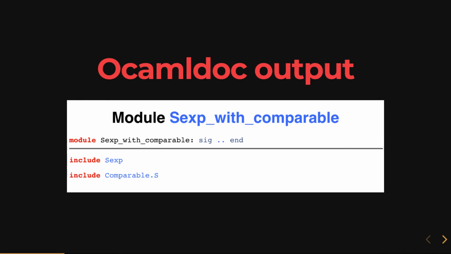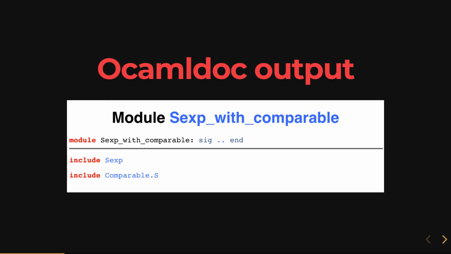So what can we see from this? The clickable links, Sexp and Comparable.S, that take us to the definitions are great. We certainly want to keep this sort of functionality. But not much else is great on this page. It doesn't really pass our second principle. It's not very useful. I've no idea from this what types and values this module actually contains.